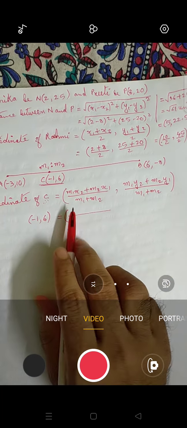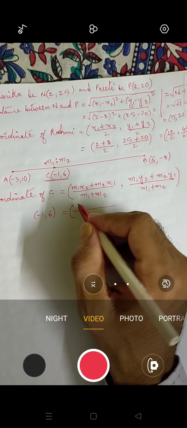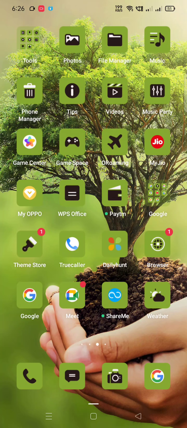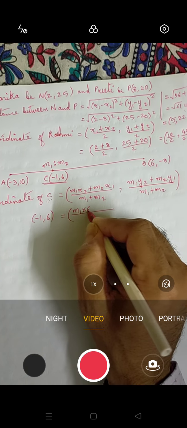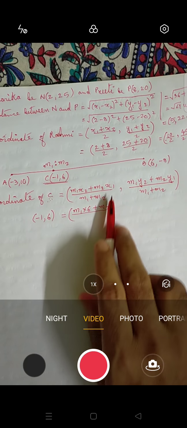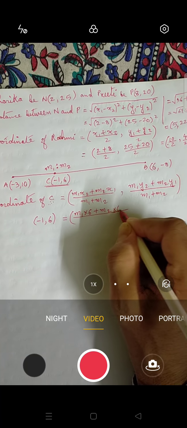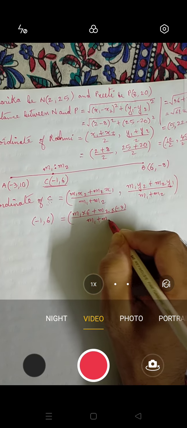Now you can see what is M1. M1 is M1 only, so we'll write M1. What is X2? You can see what is X2? 6. So we can say M1 into 6 plus M2 X1. So that is minus 3. So we will be writing minus 3. And here M1 plus M2, comma. Is it clear to everyone?